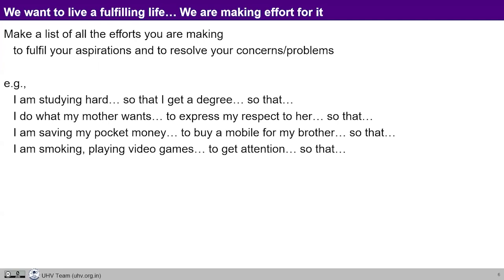In fact, I'll say that this is not only meant for students. If we do this consistently for ourselves, so let us also make a list of aspirations and concerns for ourselves.